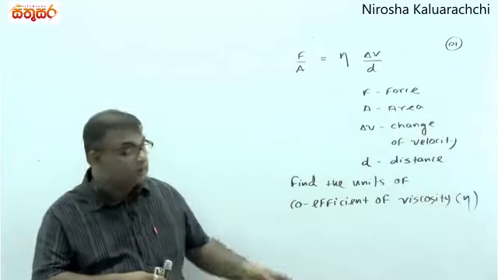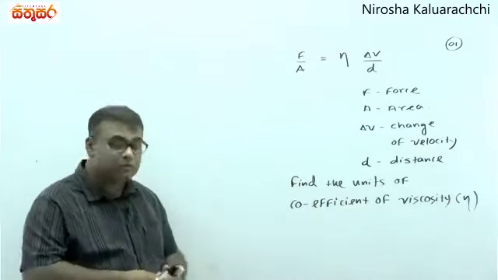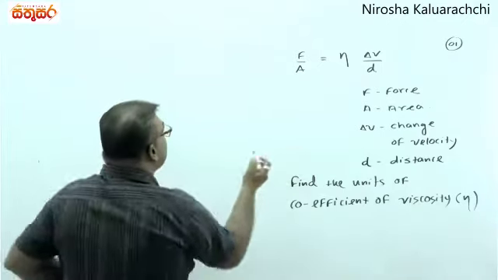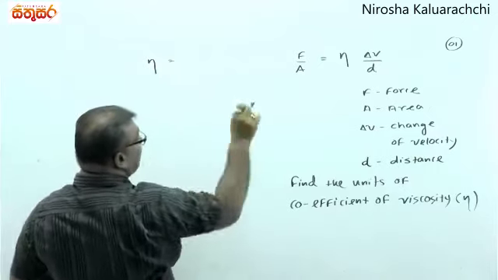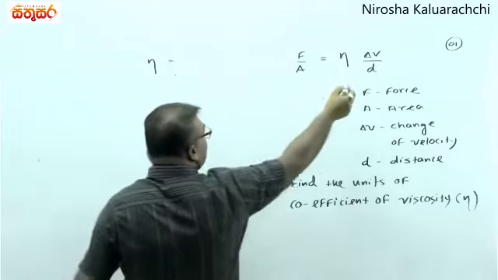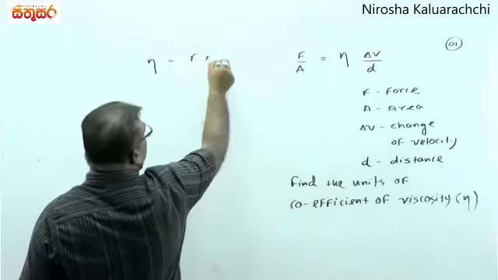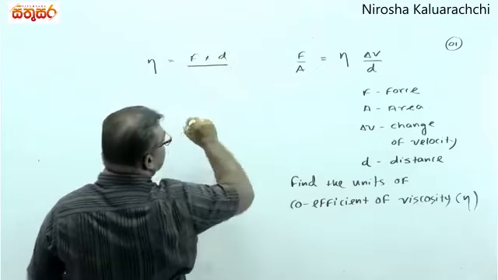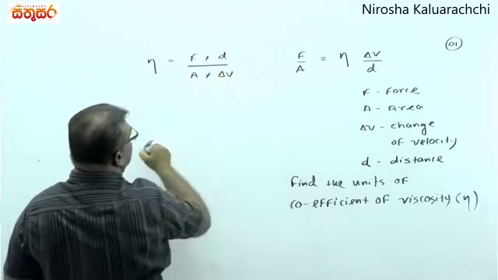Okay, you have to do this one without seeing last week's book, right? This is a repeated question. Make eta the subject to identify the physical quantity. So this one goes up, this one comes down. Then we have F into D divided by A into delta V, right?